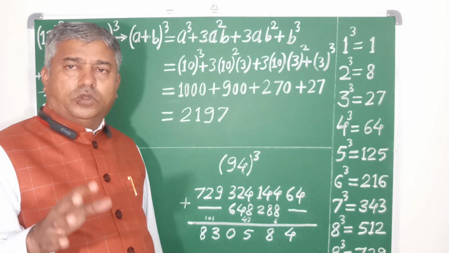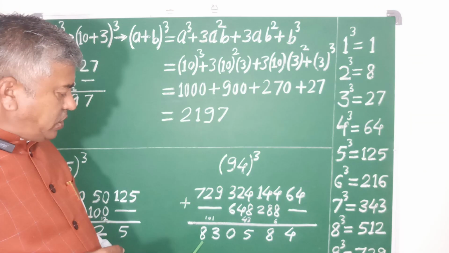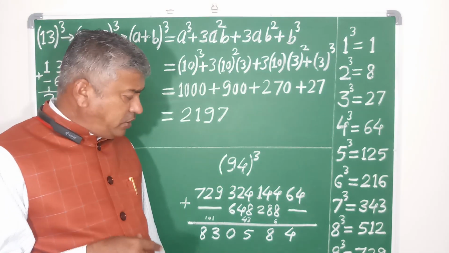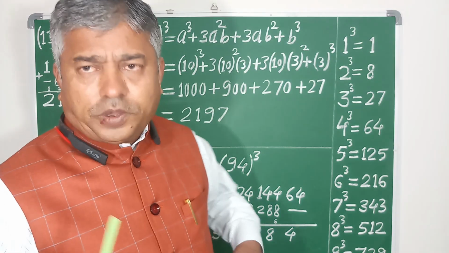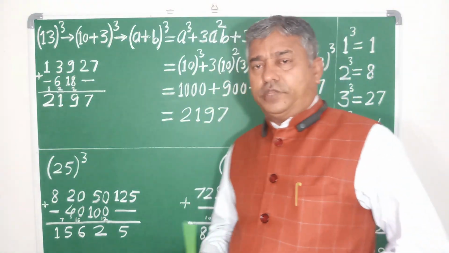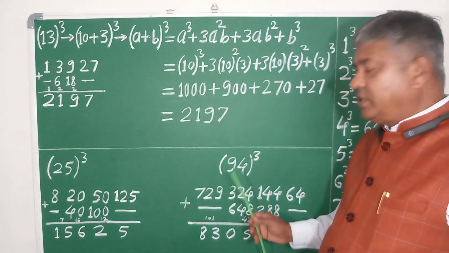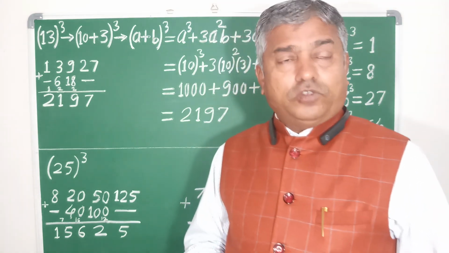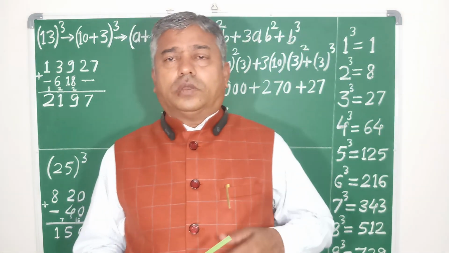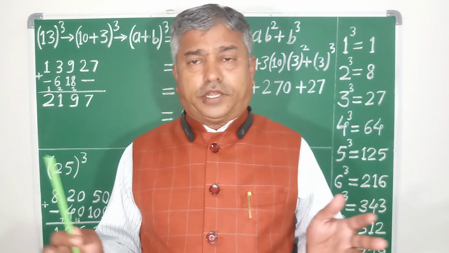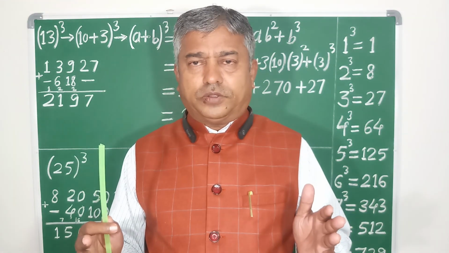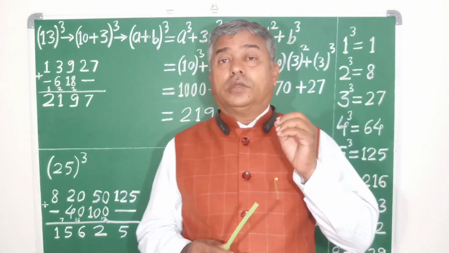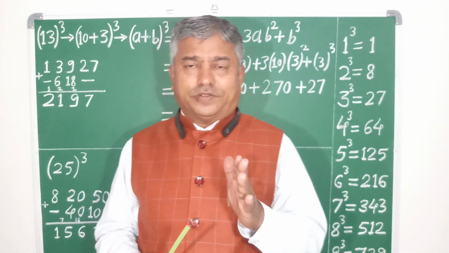It means we have the answer here, 830,584. It means this is the cube of 94. See that? This is the cube of 94, which is in lakhs. So anyhow, both these techniques will help you a lot to solve any type of problems concerned with the cubes of double digit numbers.